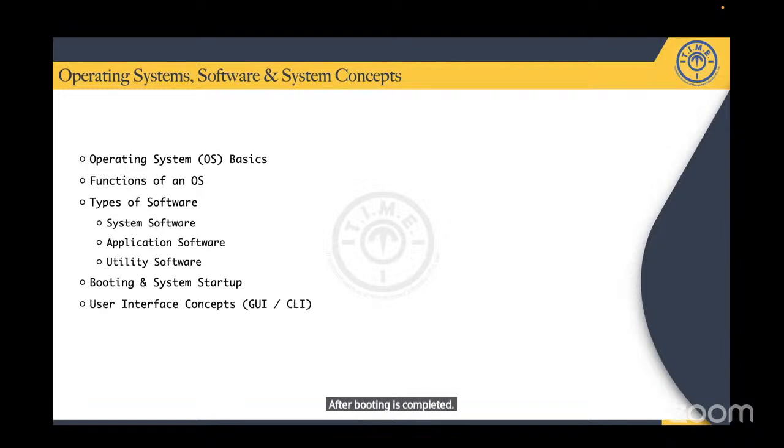Then, user interface. What is user interface? Now, very simple but commonly asked. GUI means graphical user interface, like icons, mouse, the windows. CLI means command line interface, like text-based commands. We have command prompt, right? That is CLI. And if you open MS Word, that is GUI.